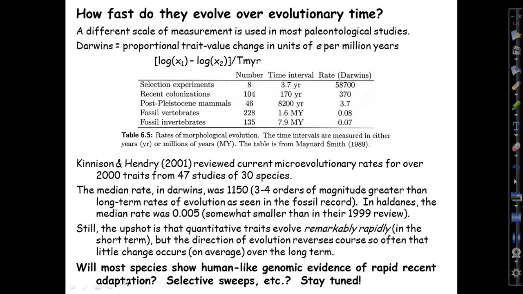So a question I think this raises that I really want to know the answer to is whether many other species besides us will show human-like genomic evidence of rapid recent adaptation, big selective sweeps, and other kinds of soft sweep, but stiff change. And we're now just entering the era when it's going to be possible to get answers for species other than ourselves. And I think this is something to look forward to over the next decade or two. It's going to be very interesting.